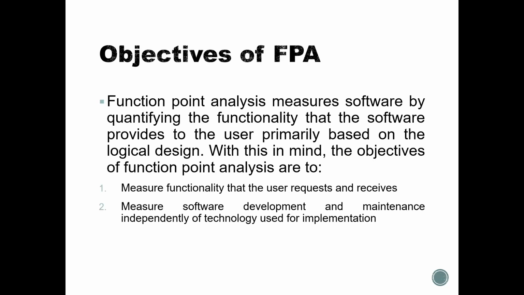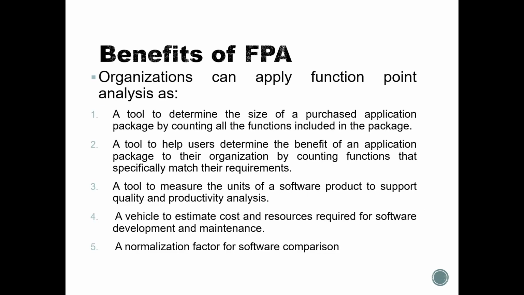The main objective of function point analysis is to measure software by quantifying the functionality that the software provides to the user, primarily based on the logical design. We are going to see with an example how this works. The objective is first to measure the functionality that the user has requested and is getting once the product is built. Second, it can also measure software development and maintenance independently of whatever technology you have used for implementing the product.